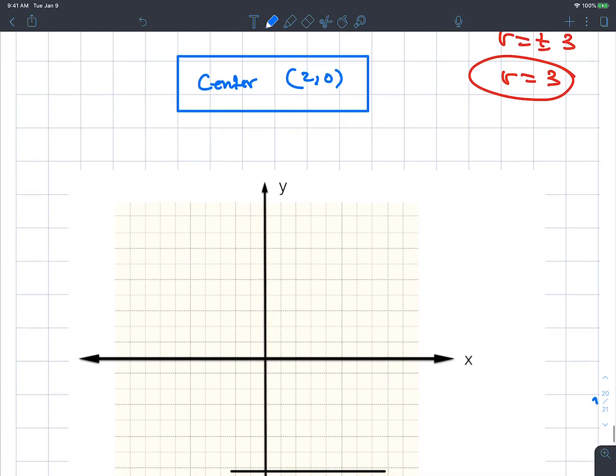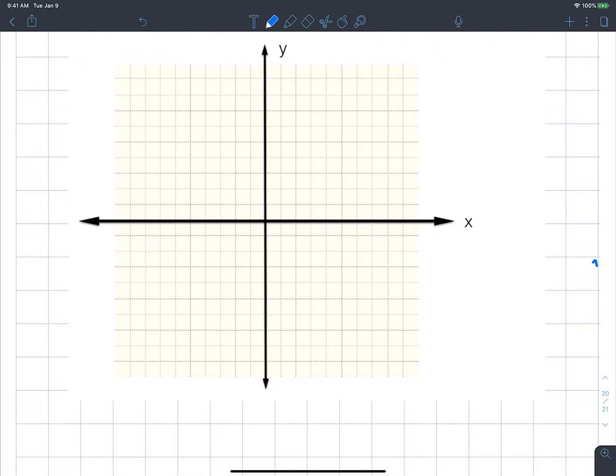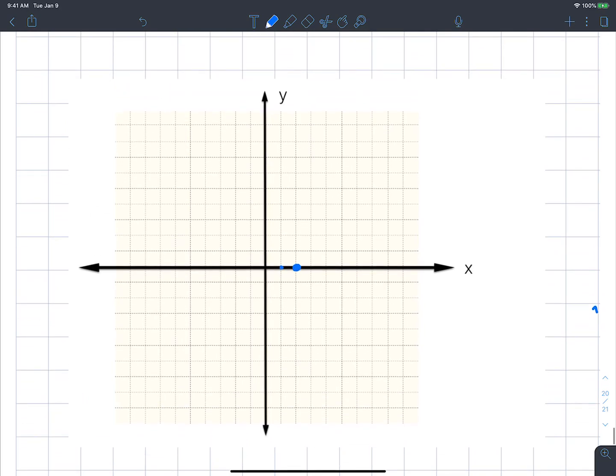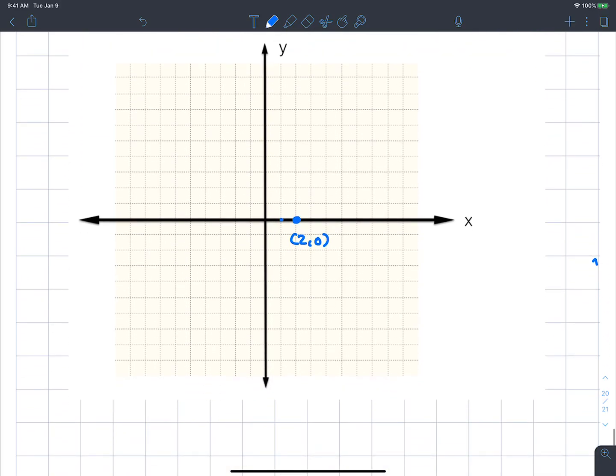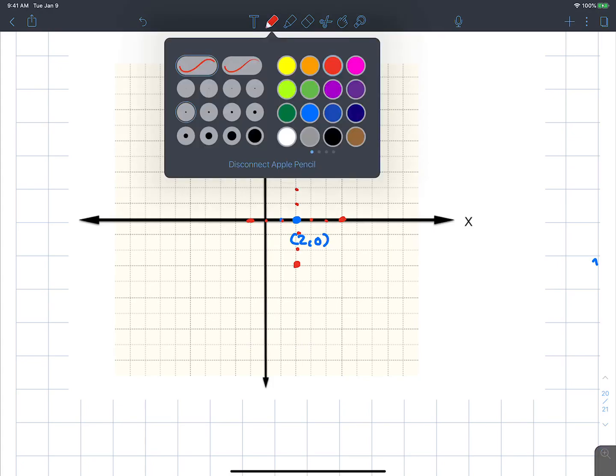Okay, 2, 0 is the center. So let's go to the right. 1, 2. There we go. There's our center. We can put the address. 2, 0. Now the radius is 3, so I'm going to go to the right 3. 1, 2, 3. Go to the left 3. 1, 2, 3. Go up 3. 1, 2, 3. And go down 3. 1, 2, 3. Draw your circle.